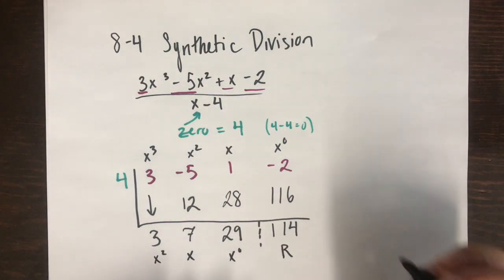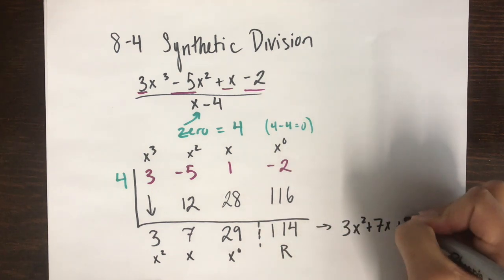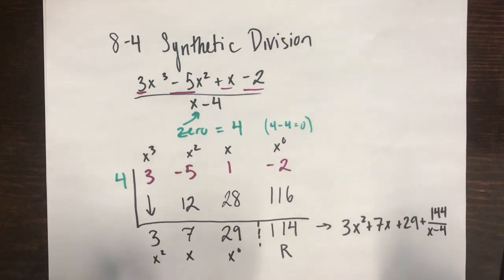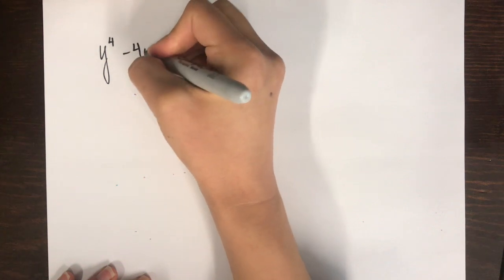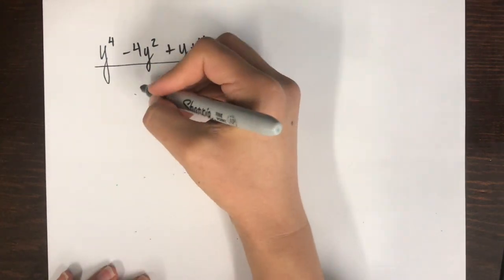Anyway, I've divided by an x term, so the degree of my polynomial answer is 1 degree lower, so it's going to start with x squared. So I'm going to have 3x squared plus 7x plus 27 plus 114, I wrote that wrong, and then over the thing that I was originally dividing by, which was x minus 4. So that's how we do synthetic division. We're going to do another example, so don't worry if you don't have it yet.